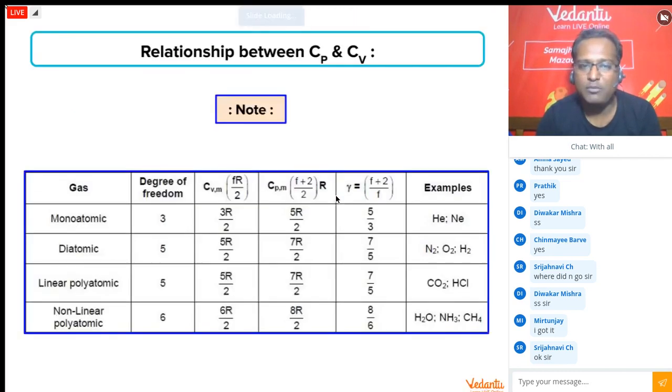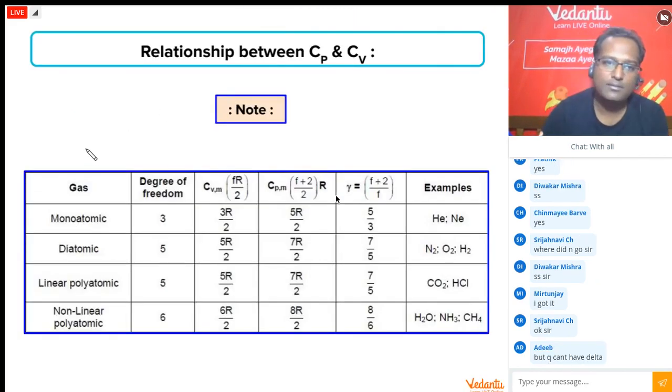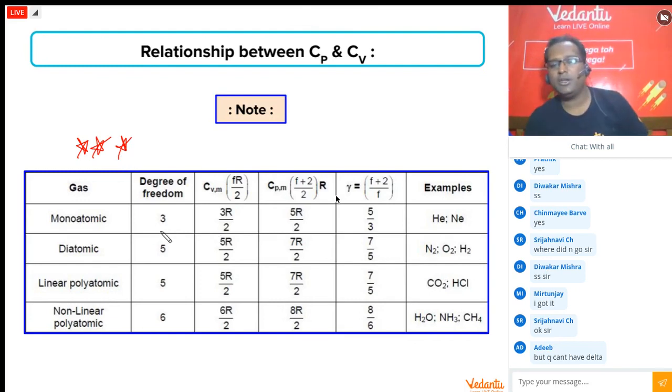So what do you need to mug? You need to mug this table. In monoatomic, degree of freedom was 3, so Cv is 3R by 2, Cp is 5R by 2, so gamma is 5 by 3. Then 5R by 2, 7R by 2, so 7 by 5. Then next linear but polyatomic, which is same as diatomic. So again 5 and 7. Non-linear but polyatomic, so then it becomes 6.